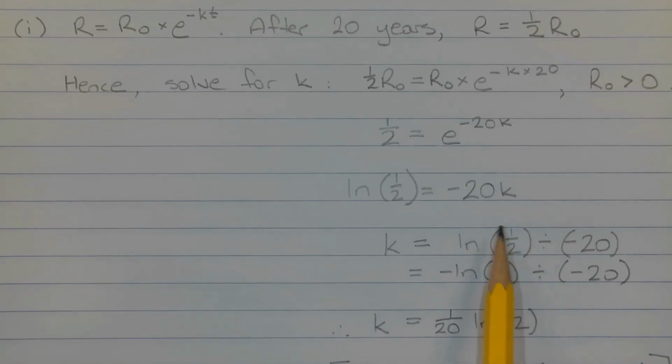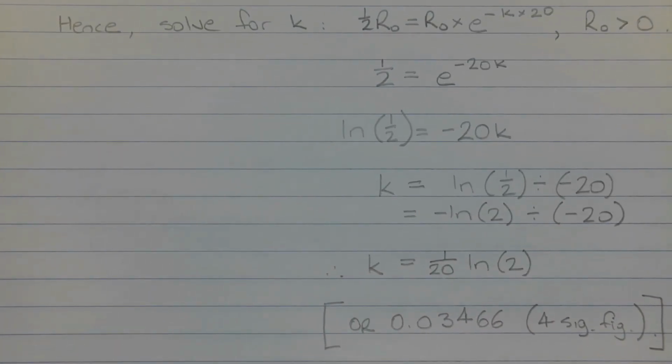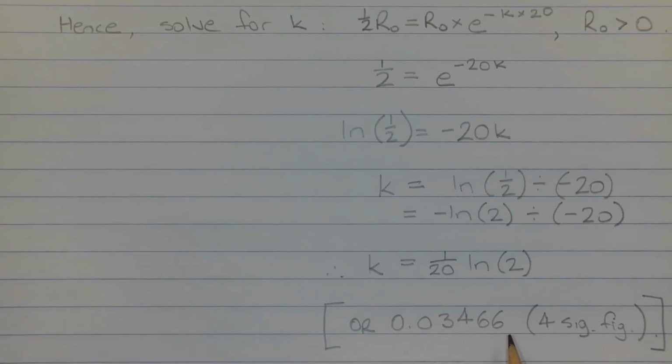Now ln of 1 over 2 can be written as negative ln of 2, and we're dividing that by negative 20. So a negative divided by a negative, of course, gives us a positive. So k is equal to 1 over 20 times ln of 2, which in decimal is a value that's equal to 0.03466, correct to 4 significant figures.